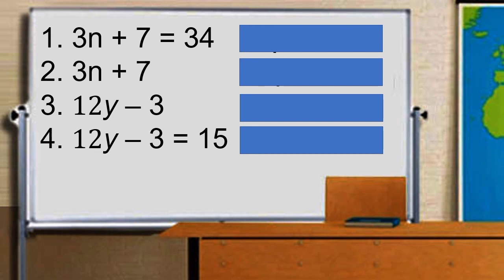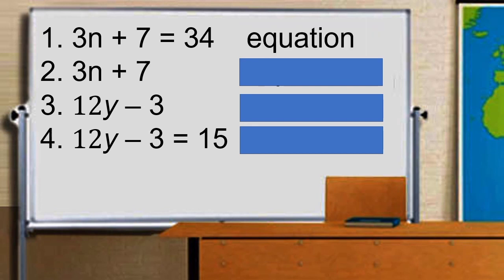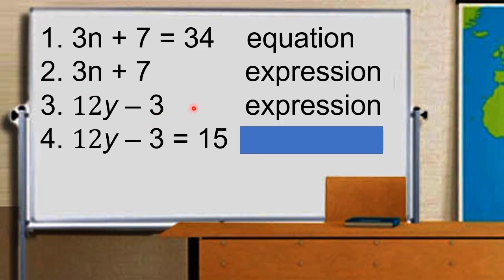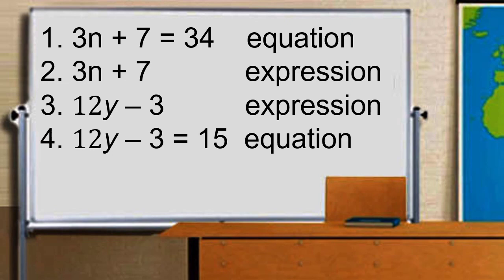For number 1, it is equation. Kasi meron siyang equal sign. For number 2, of course, wala siyang equal sign. Ito ay expression. And for number 3, wala siyang equal sign. Ito ay expression. And sa last given, ito ay may equal sign. So, ito ay equation.